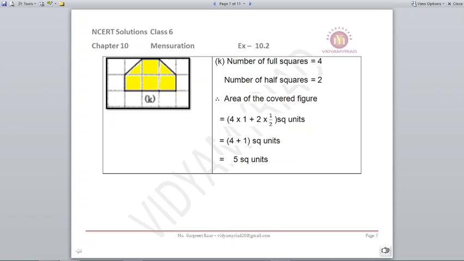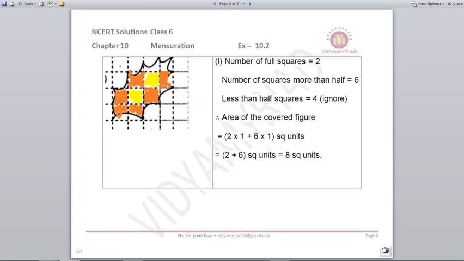Now in this figure, total number of full squares required is 4, and there are 2 diagonals, so that means there are 2 halves. So 4 multiplied by 1 plus 2 multiplied by half, so 4 plus 1, 5 square units.